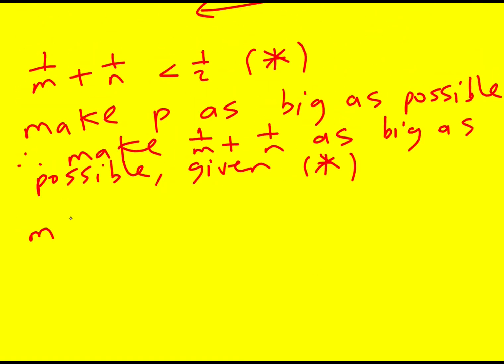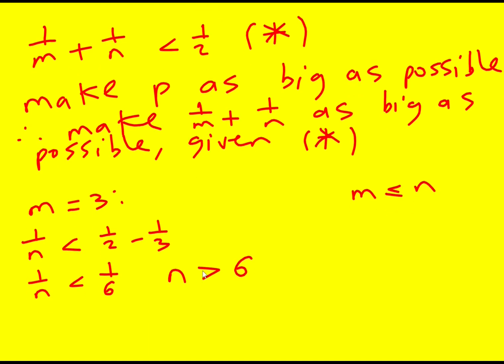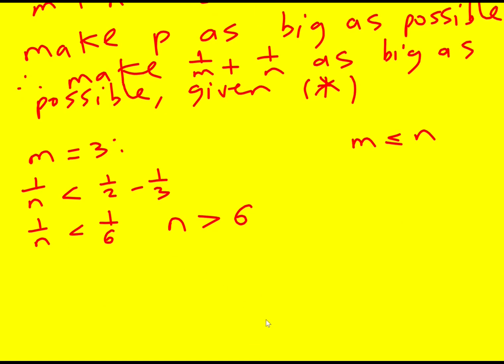Let's try m equal to 3. Okay, let's just say that m is less than or equal to n. So m is equal to 3. That will give 1 over n is less than a half minus a third, which is 3/6 minus 2/6, which is going to be a sixth. 1 over n has got to be less than 1 over 6. And that means n has to be greater than 6 if that's the case. Okay, hopefully I've convinced you of that inequality. So I'm going to try n equal 7.